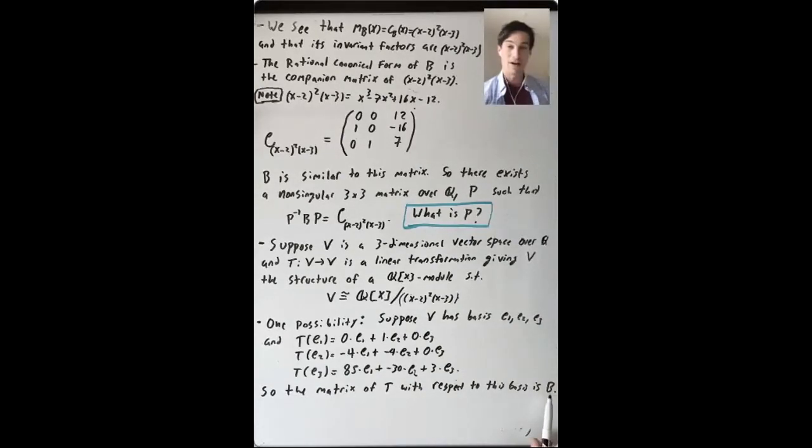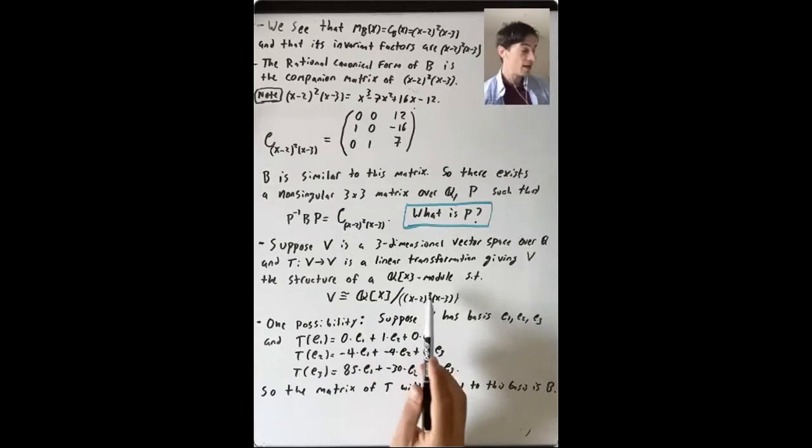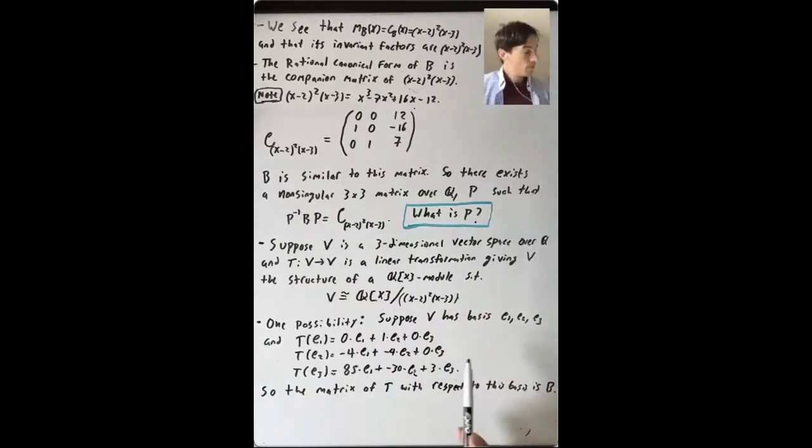So we know that the invariant factors of B and the invariant factors of T are the same. B has the single invariant factor (x minus 2) squared times (x minus 3). So this particular linear transformation turns V into a Q[x] module in such a way that this is the invariant factor decomposition. So what might we want to know? I'll pause and erase, and then I'll write down some questions about this Q[x] module.